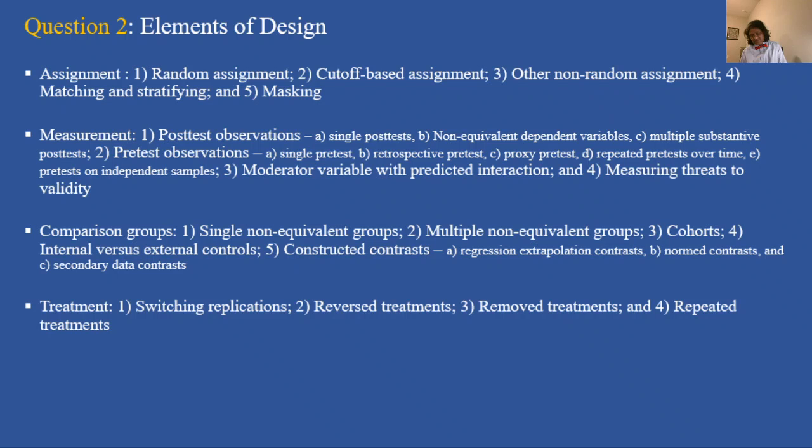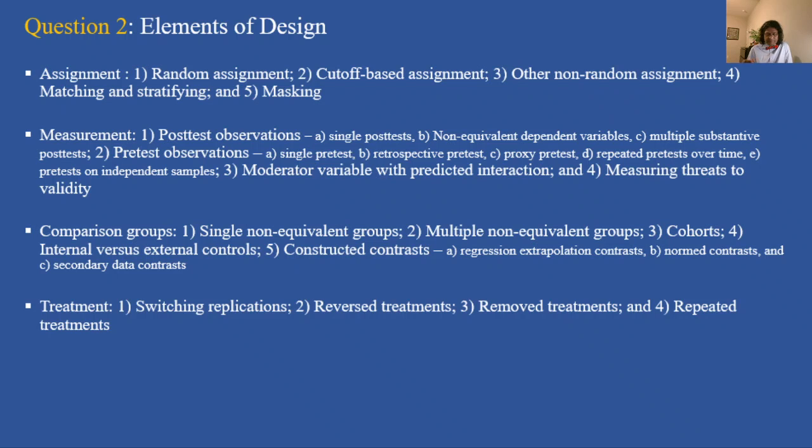Constructed contrasts are further categorized into regression extrapolation contrasts, normed contrasts, and secondary data contrasts. The fourth design element of treatment is grouped into switching replications, reverse treatments, removed treatments, and repeated treatments. It is not possible to look at each and every subgroup and further subgroups in detail. So let us discuss these four broader categories briefly.